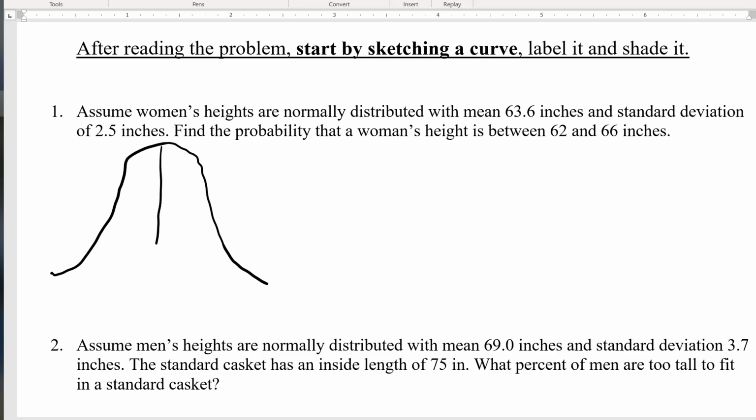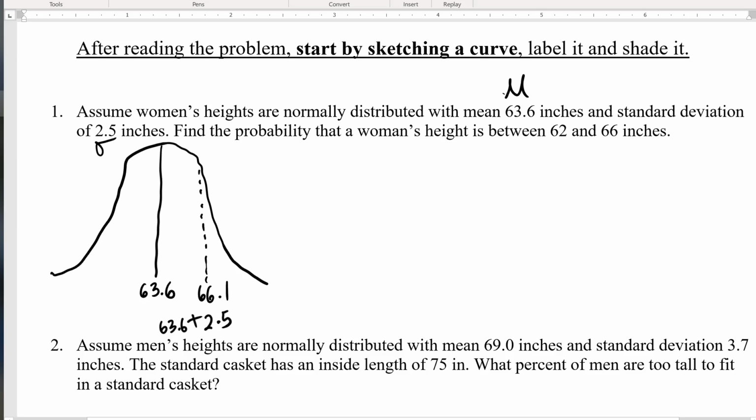And in the center would be the mean, which happens to be 63.6. Now if I go to the right of that, that would be the mean plus 1 standard deviation. So 63.6 plus standard deviation of 2.5. So that would give us, what is that, 66.1?